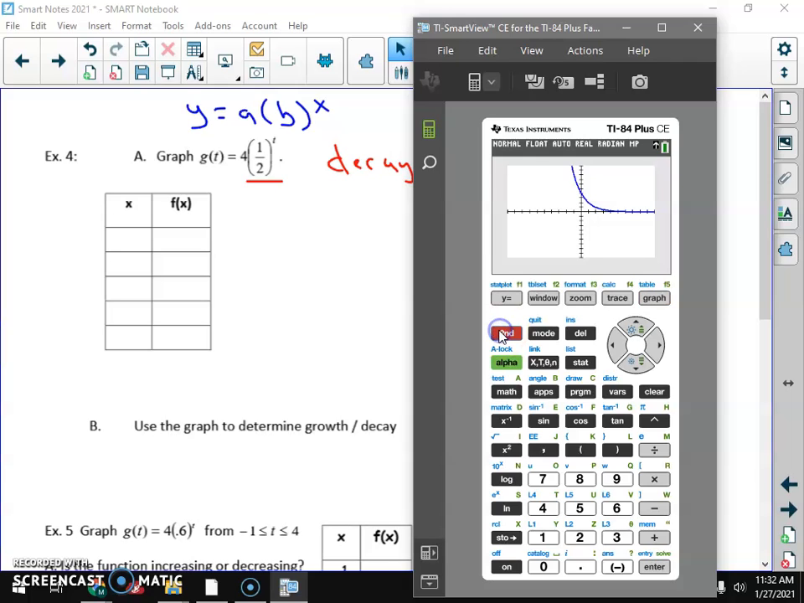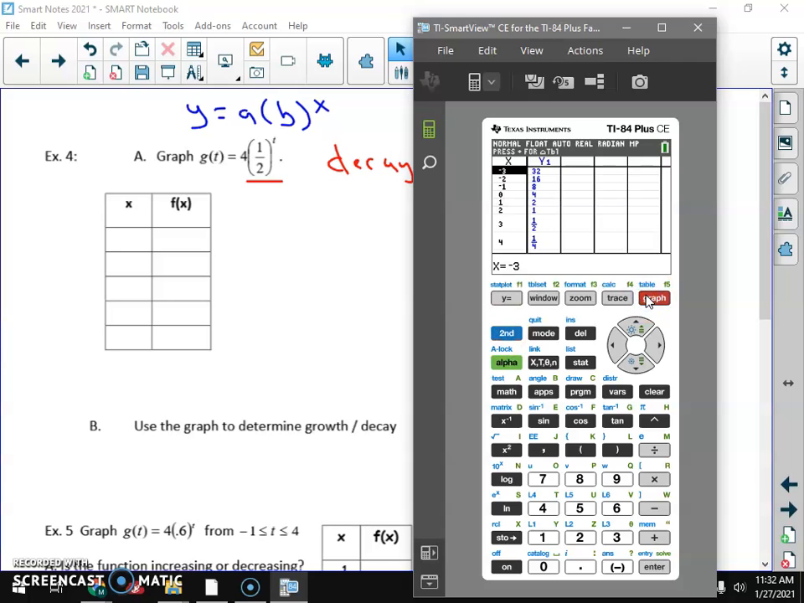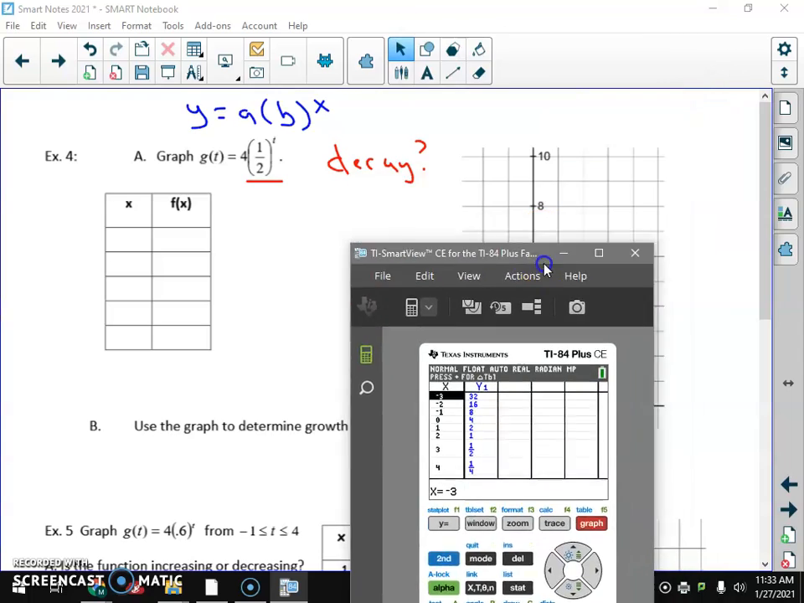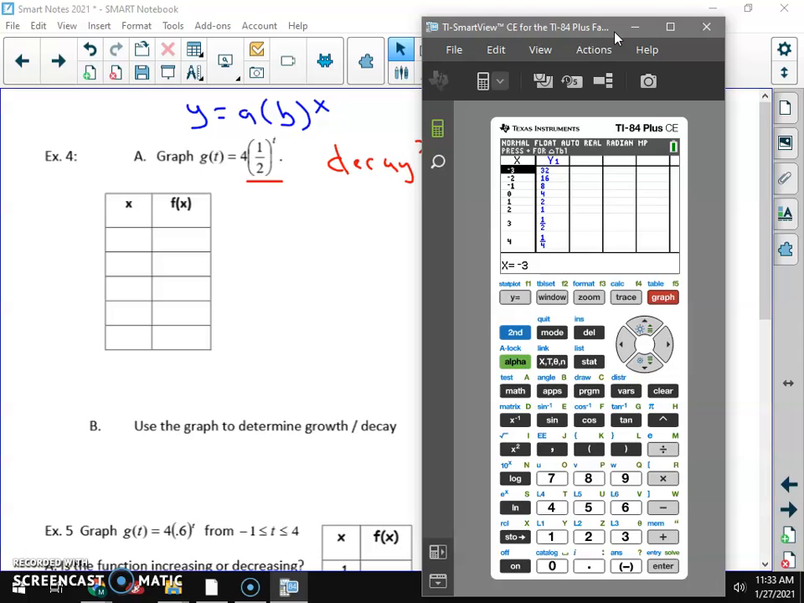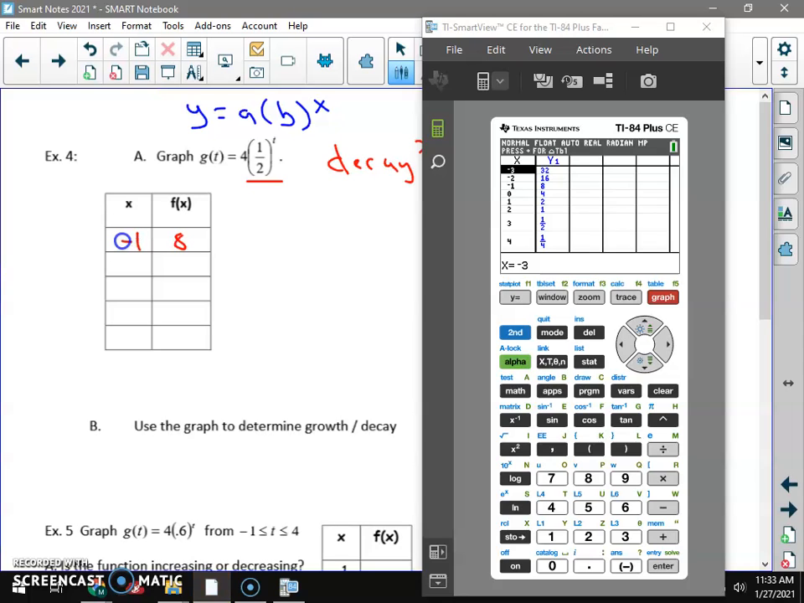Now let's get a couple values and plot. Let's see what we have for a grid. We can go as high as 10, so that 32 doesn't help us, that 16 doesn't help us, but the 8 does. So let's go: -1, 8; 0, 4; 1, 2; 2, 1; and 3, 1/2.